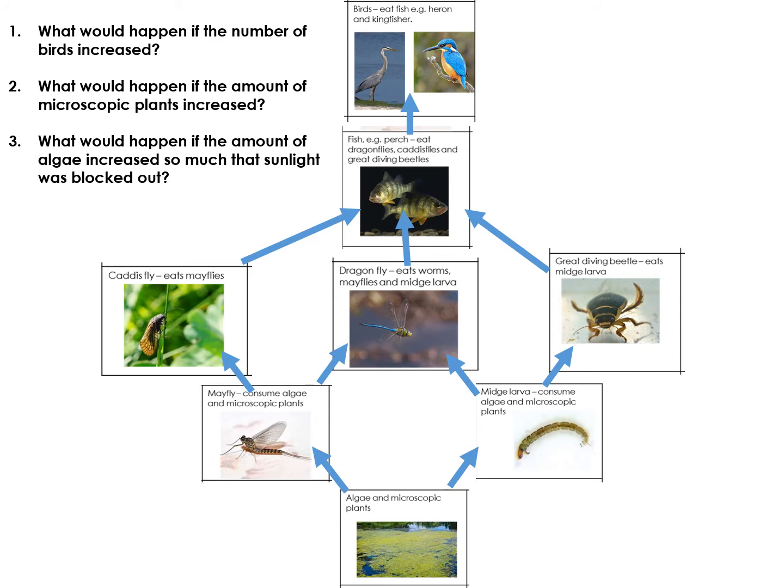If there's more fish, the number of birds will increase. But then you have a negative feedback. So if the bird numbers increase, they will then start eating more fish, so the number of fish will decrease, and so on, as in scenario 1.